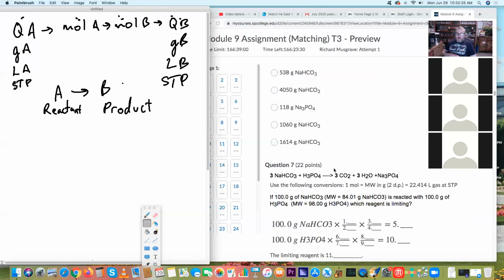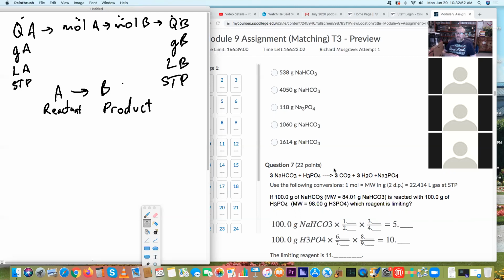So the way that we handle this, to see which one gets used up first, is to do this in terms of a mole ratio. We come up with two numbers at the end and we compare them. The one with the smallest mole ratio is going to be the limiting reagent. That is the one that gets used up first. Does anybody have any questions or need any more background on the limiting reagent problem?